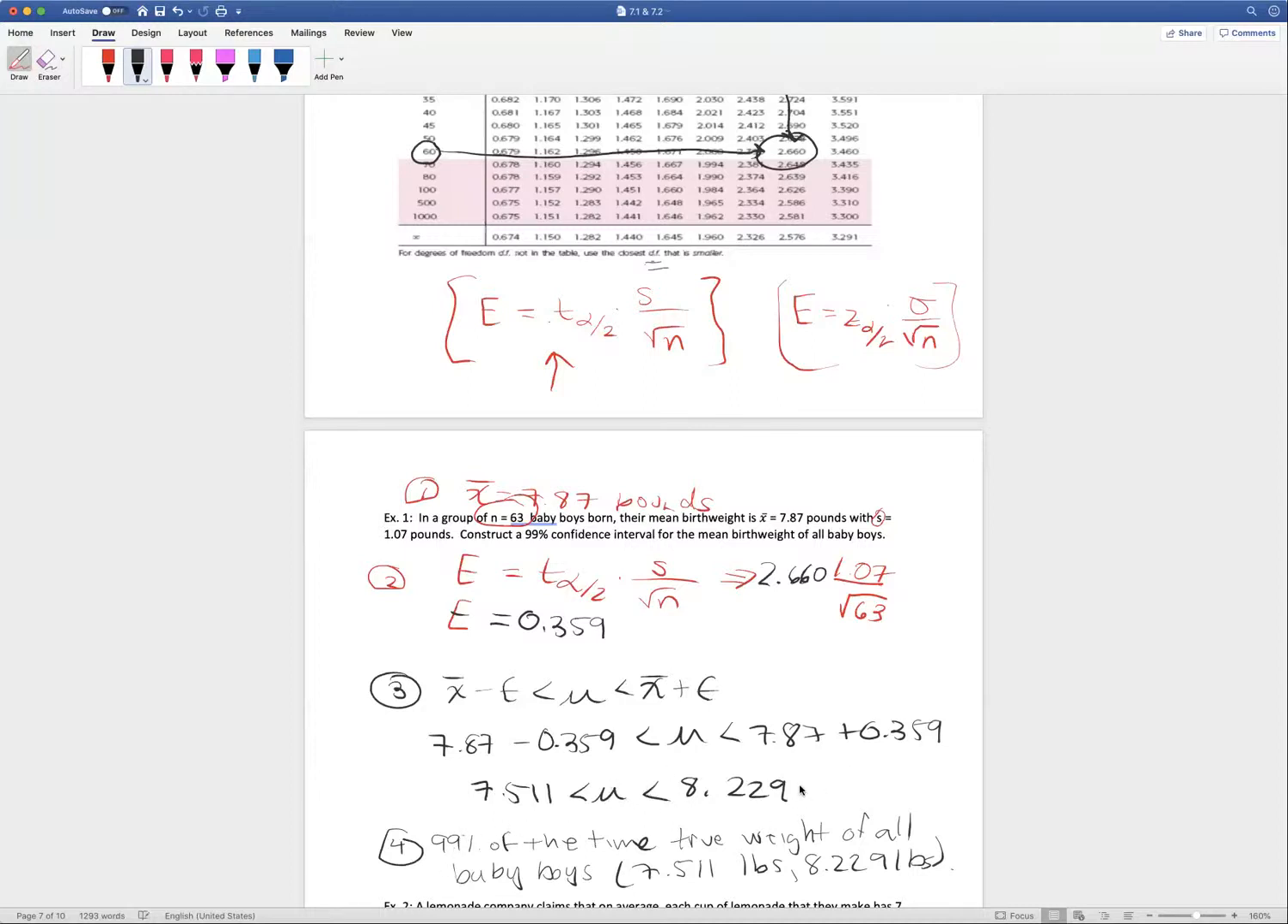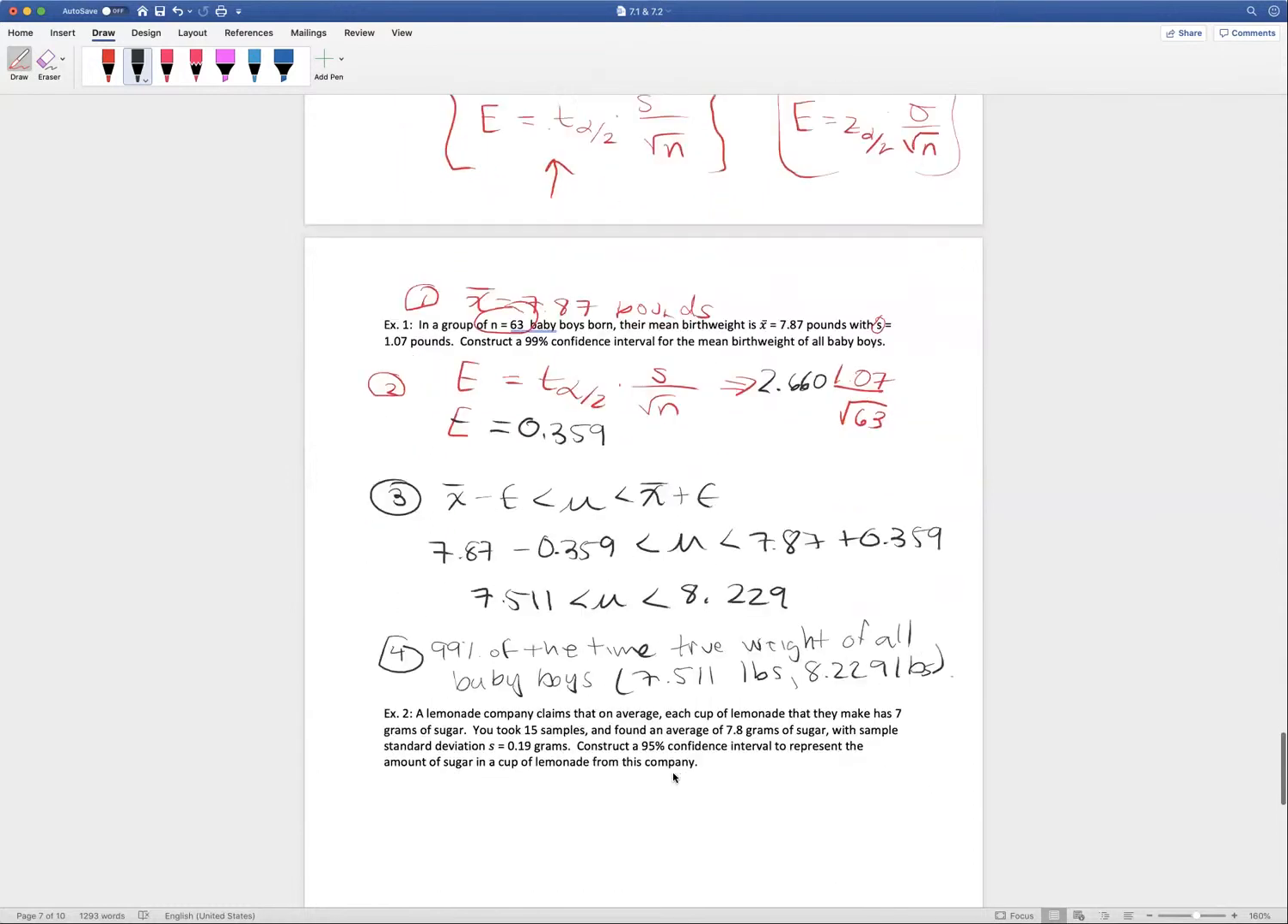Remember, there's always going to be some error unless we make an obnoxiously large confidence interval, and that's not going to give us much information, right? If I said that we're 100% positive that baby boys are going to weigh between 0 and 1,000 pounds, well, that's true, but that's not going to give us any good scientific information. So 99% of the time, we know the true weight of all baby boys born in this situation will be between 7.511 pounds and 8.229 pounds.